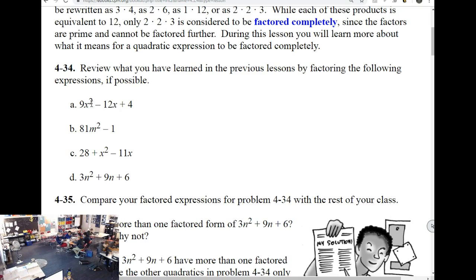B is a special type, but we'll deal with that. We talked about it yesterday. I gave you the name. I'll be impressed if you can remember the name. Probably not, because I wasn't here yet. You could have watched the video. Yeah, difference of squares.